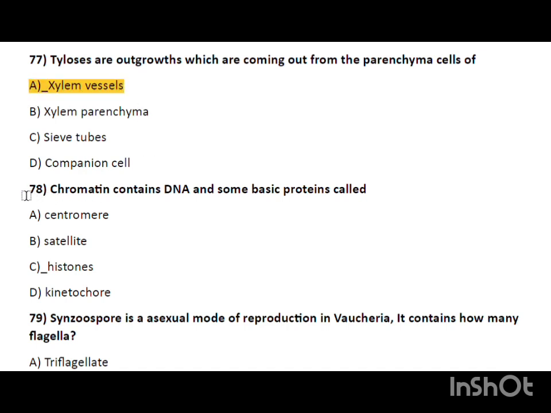Then question number 78. Chromatin contains DNA and some basic proteins called option A, centromere, option B, satellites, option C, histones, option D, kinetochore. The correct answer is option C, histone. Histone protein is absent in bacterial DNA.